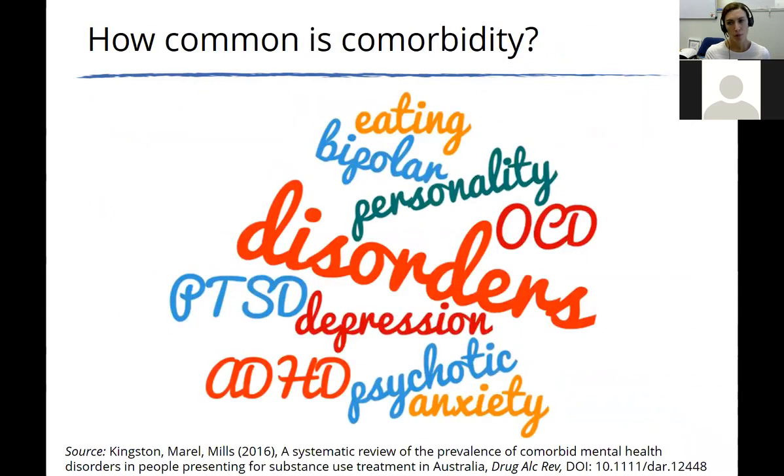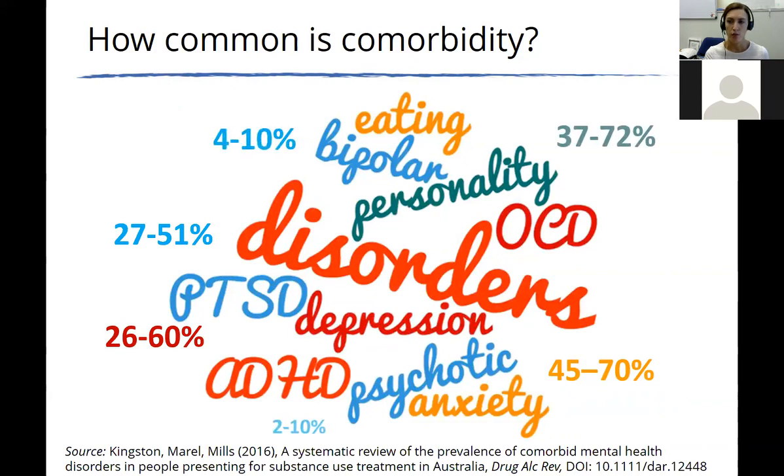In terms of the most common mental health conditions that we see to co-occur with substance use disorders, these are typically the same as those that we see in the general population, which are anxiety and depression, PTSD and personality disorders, but we also see elevated rates of bipolar disorder, psychosis, ADHD, OCD, and eating disorders. And the fact that these disorders co-occur is problematic because once they're established, each serves to maintain and exacerbate the other.